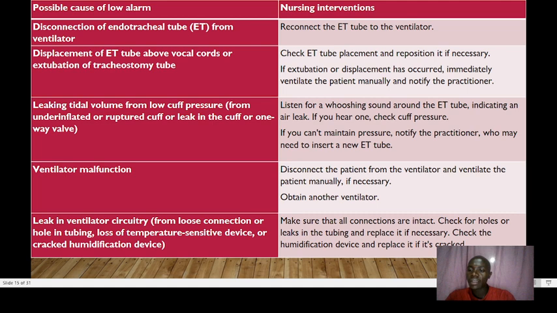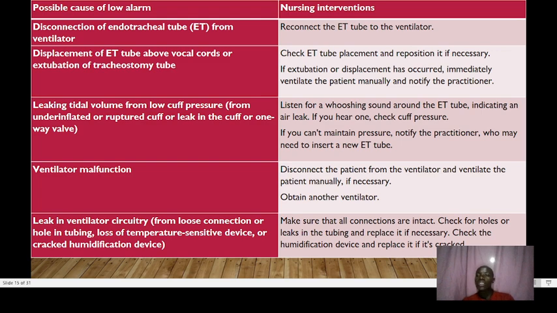Another cause is a ventilator malfunction. You have to disconnect the patient from the vent and ventilate the patient manually if necessary. You have to obtain another ventilator. Lastly, we have the leak in the ventilator circuit, that is from a loose connection or hole in the tubing, loss of temperature sensitive device or cracked humidification device. So you, as a nurse, you have to make sure that all connections are intact. Check for holes or leaks in the tubing and replace it if necessary. Check the humidification device and replace it if it is cracked.